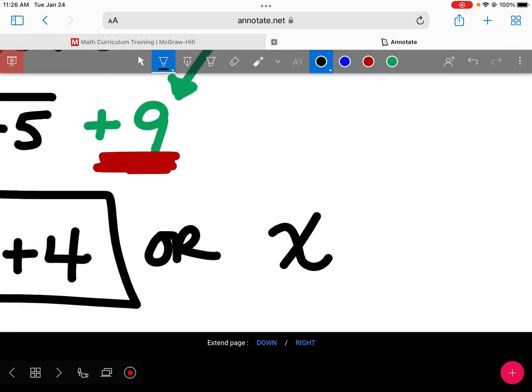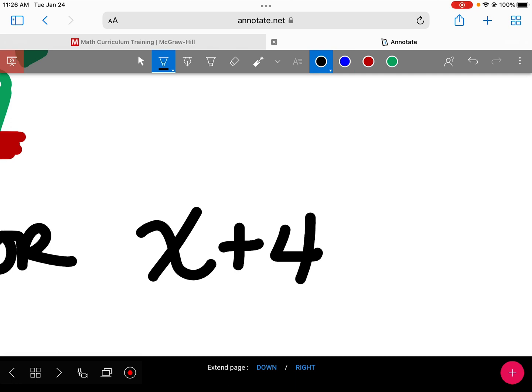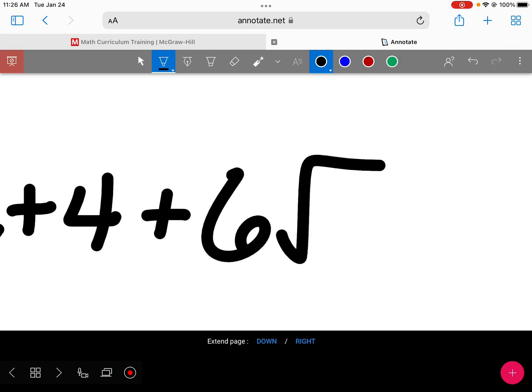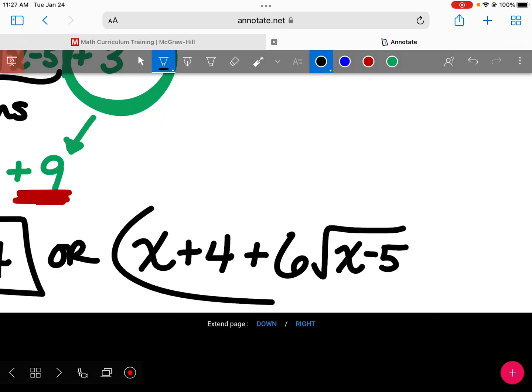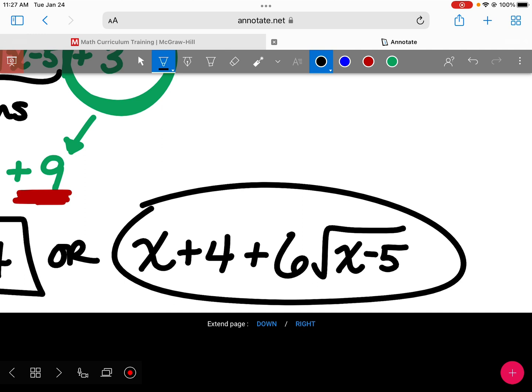Or you could have written x plus 4 plus 6 radical x minus 5. Where you put the plus 4 doesn't really matter. It could go all the way at the beginning. You could have 4 plus x. We just need to combine those two like terms together in the end.